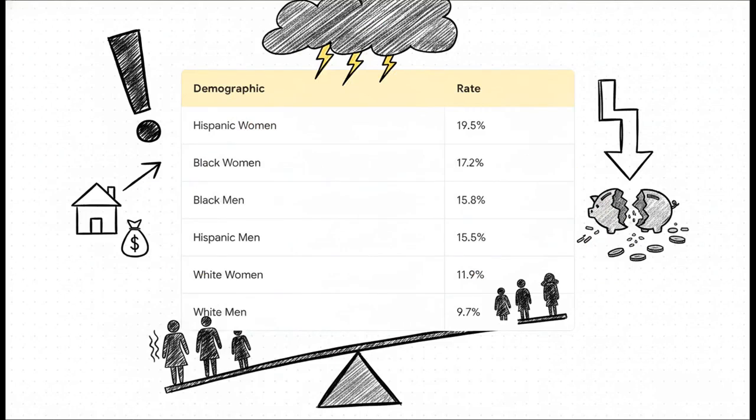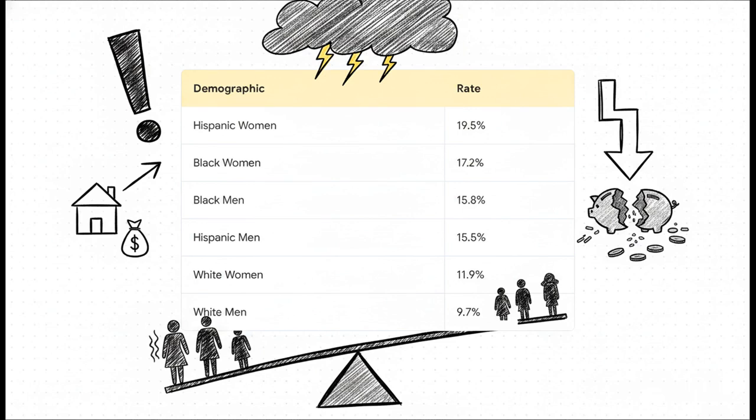But recessions, they don't impact everyone equally. Breaking down the demographics from May 2020 reveals a pretty stark reality. Minority workers and women bore a disproportionately massive burden. For context, while white men faced a 9.7% unemployment rate, Hispanic women faced a staggering 19.5% rate.